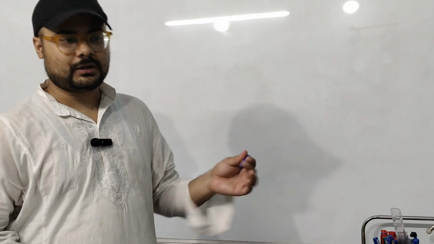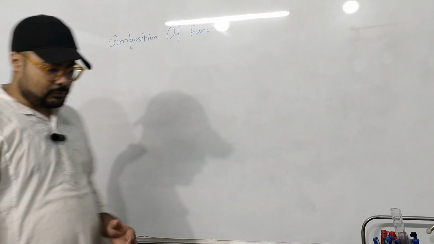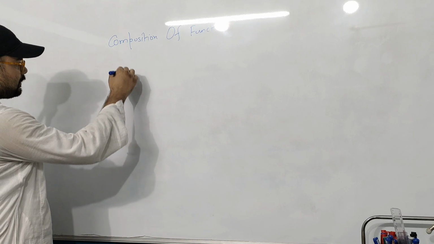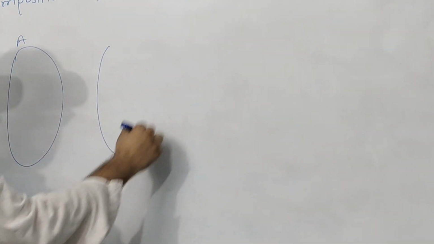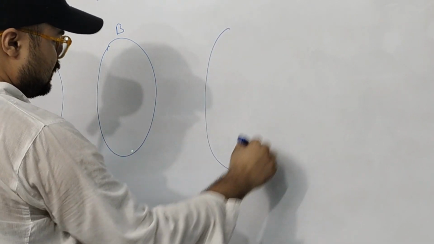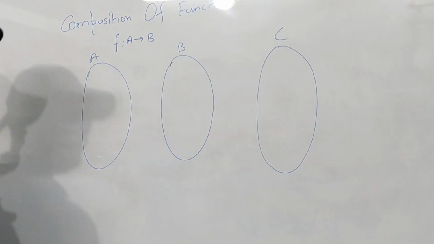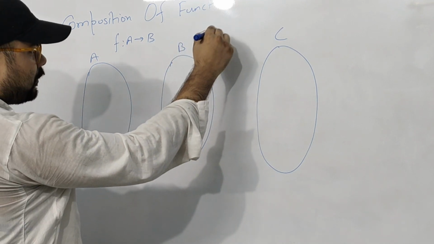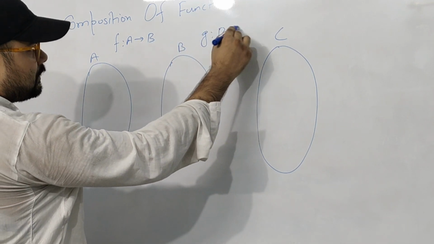Before starting limits, there's one topic left, which is composition of function and composition of relation, that we will cover in this video. Two functions are given. Let's say you have set A, set B, and set C. F is a function from A to B, and G is a function from B to C.